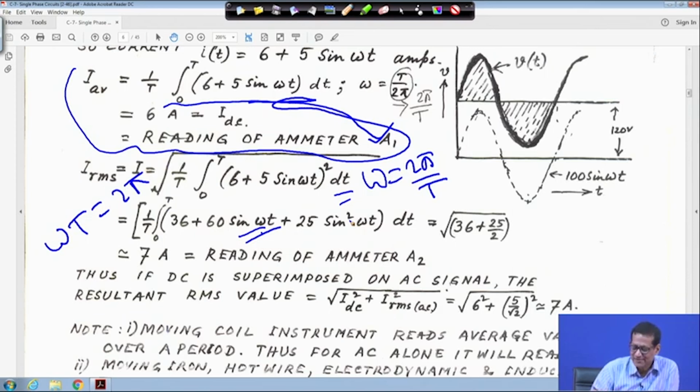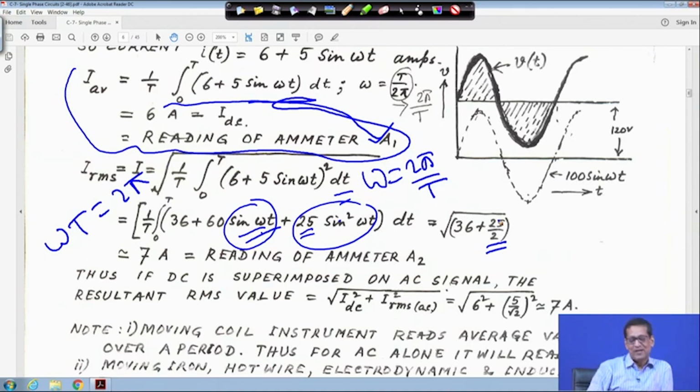So you will find that from this integration, only this term will come, it will be 25 by 2. The integration of this term will vanish, it will be 0, and 36 will be there, because t will be cancelled, and under root 36 plus 25 by 2. I am not doing it here, but please do it. It is very interesting, but you will use omega equal to 2 pi by T. So that is omega into capital T, 2 pi.